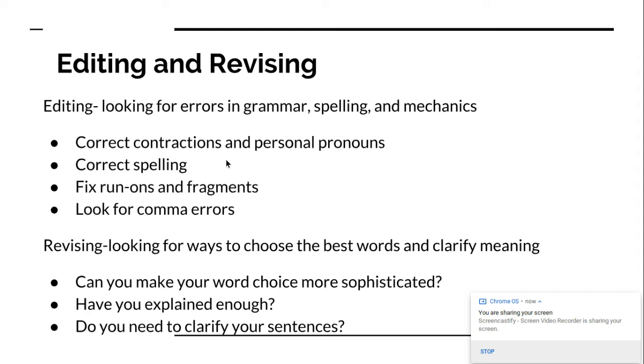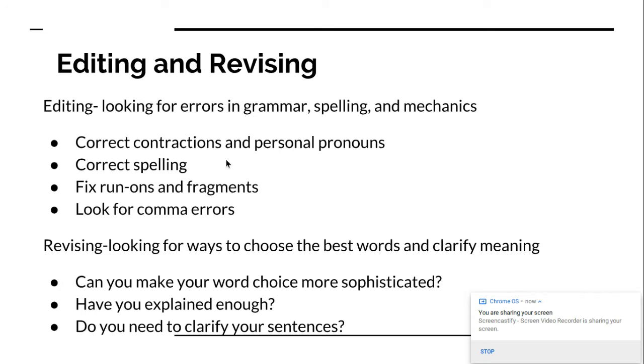By and large, with editing, you are looking to correct mistakes that overall wouldn't affect the meaning of what you're trying to say, but it's still important to make sure that they are correct. Revising is a separate process. When you revise, you want to look for ways to choose the best words and clarify the overall meaning of what you're trying to say.